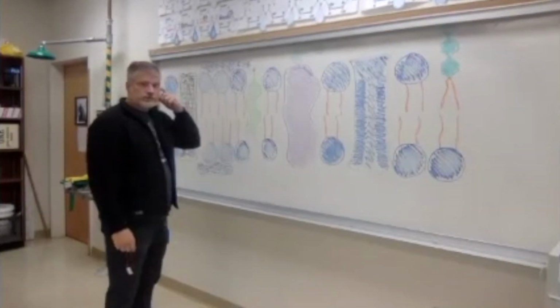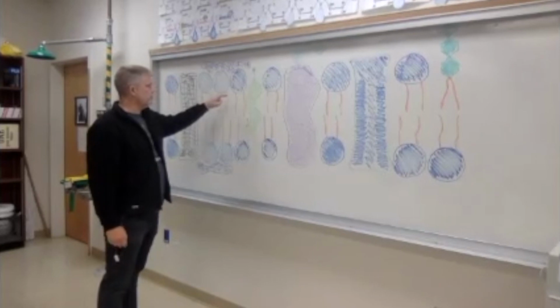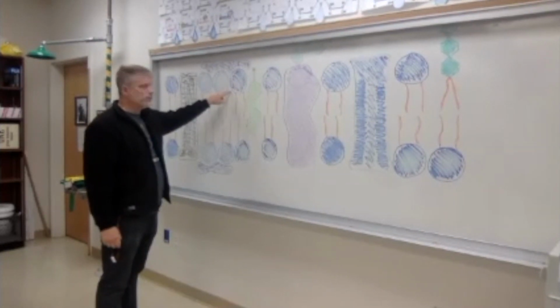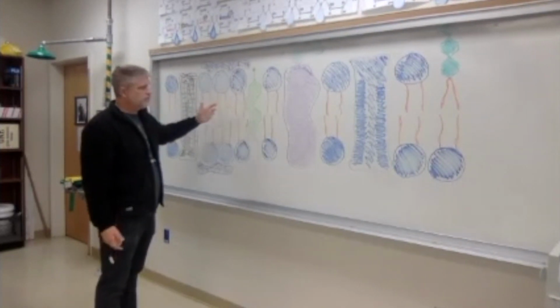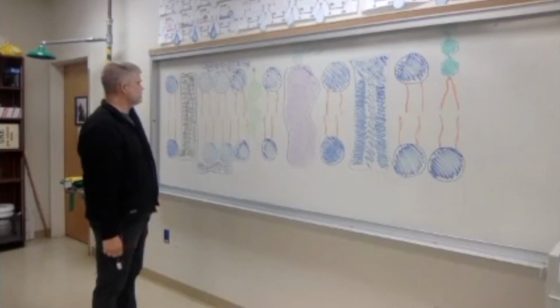Here we have the phospholipid bilayer, the cell membrane. You can see it's composed mostly of the phospholipid. You're looking at the polar heads and the nonpolar tails. And again, they're arranged to where the tails are facing each other.